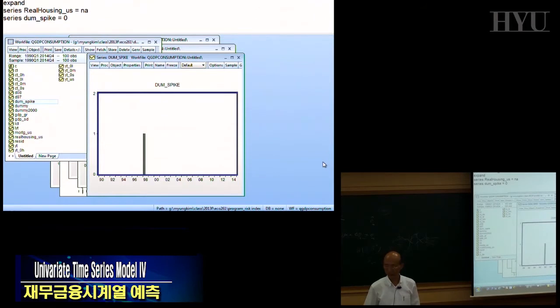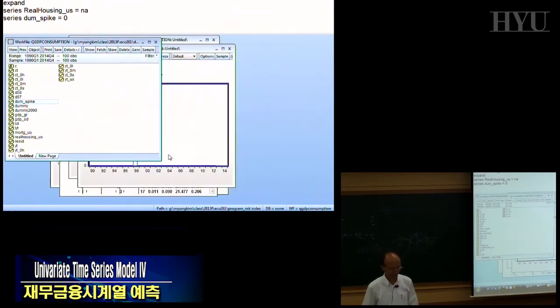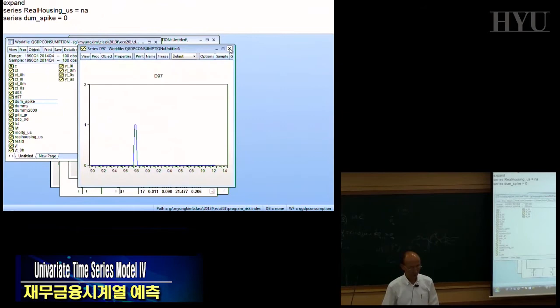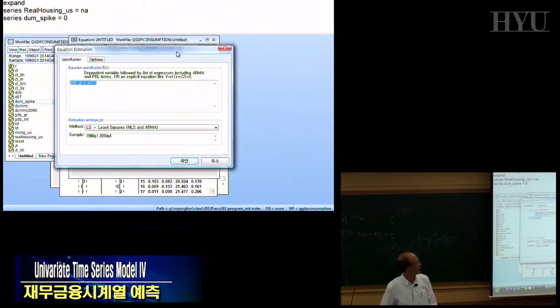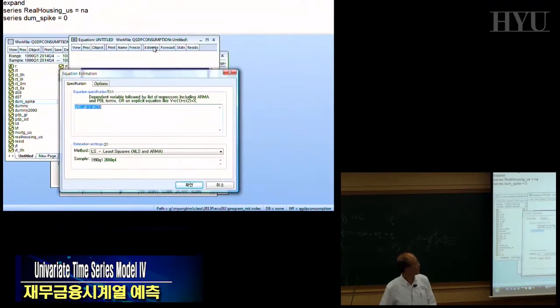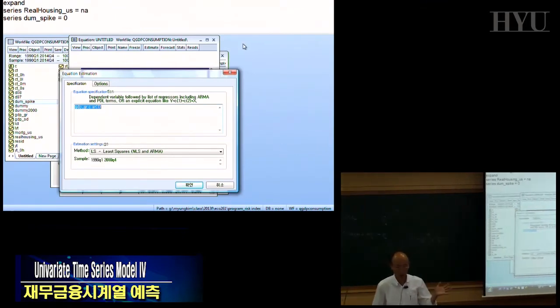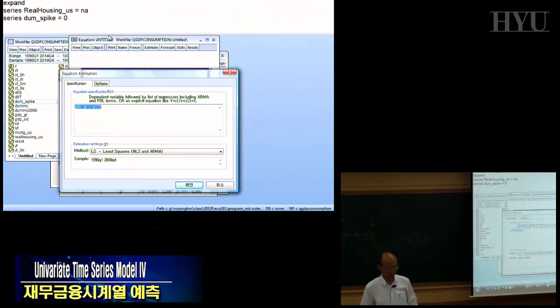There. So that's the way we do it. So given a dummy variable, press this one. Pressing this estimate button will bring you this estimation equation dialog box, right? So you don't have to retype things.